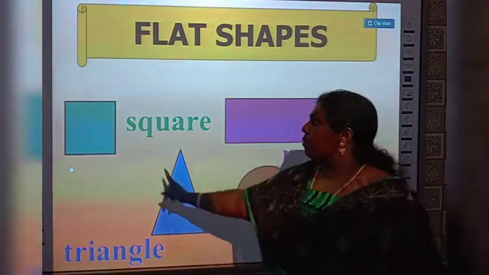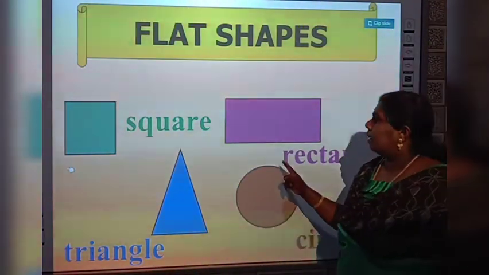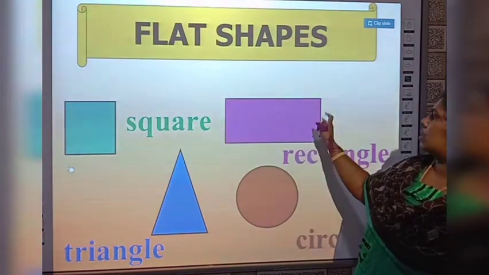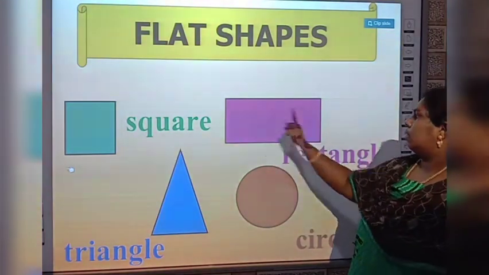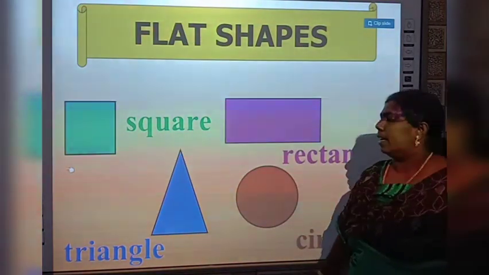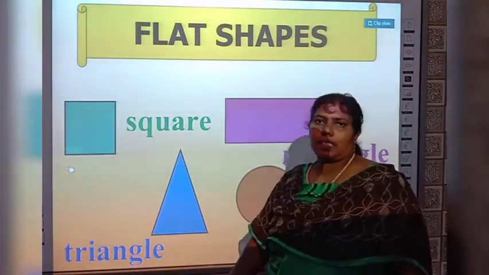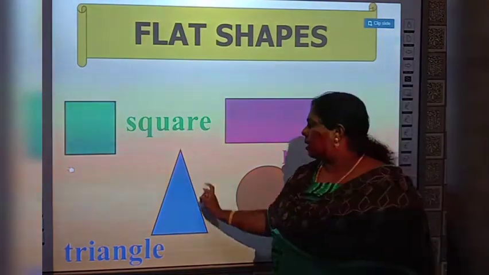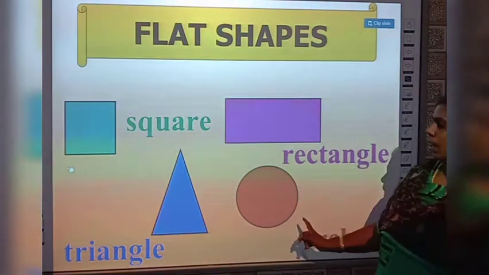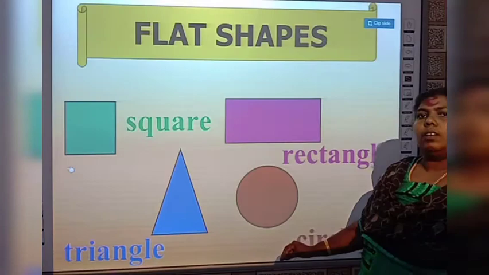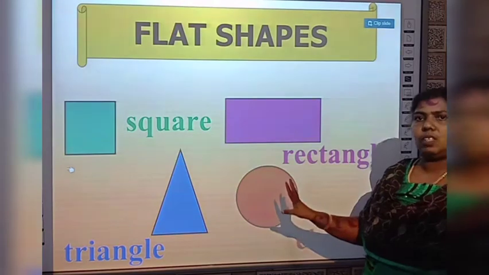A square has 4 sides and 4 corners. A rectangle also has 4 sides and 4 corners, and the opposite sides are equal. These 2 sides are equal and these 2 sides are equal. Next, a triangle has 3 sides and 3 corners. Then a circle has only a curved side, with no sides and no corners. These are the 4 basic shapes.